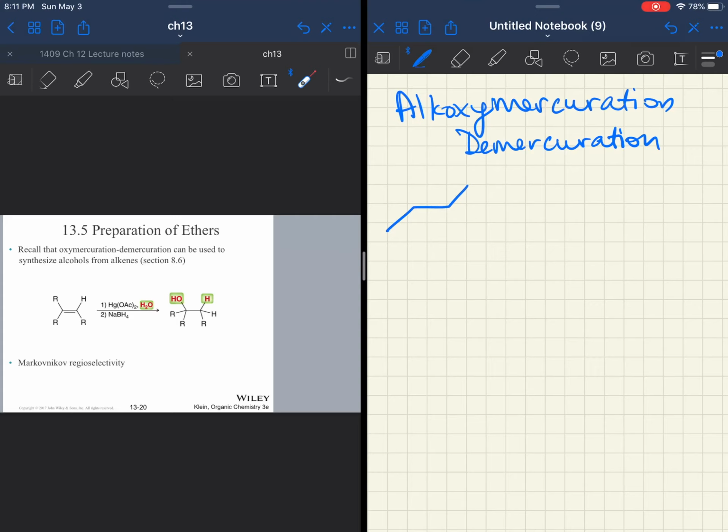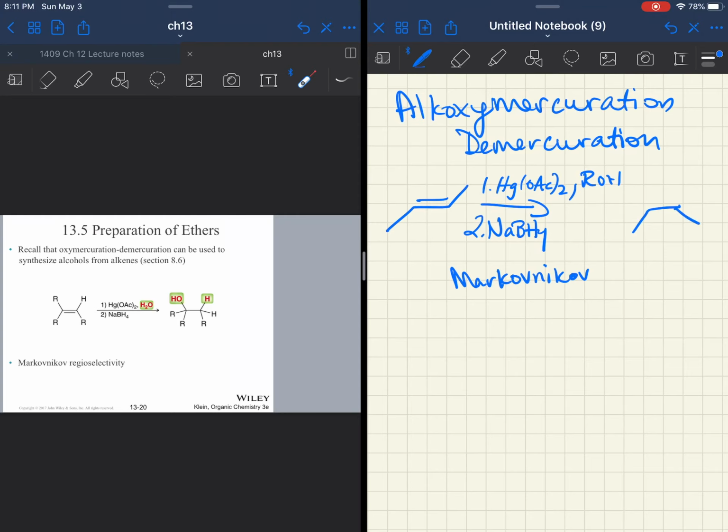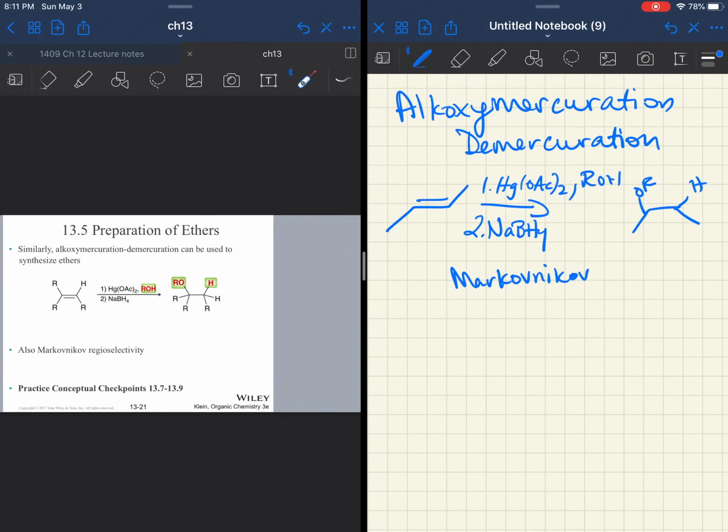But if you switch it up and you use mercury acetate and an alcohol instead of water, you will get an ether instead of an alcohol. And it will be Markovnikov, and there will be no rearrangements. Let's see. We'll go here, and we're going to get an OR group and an H. All right, so this is another, maybe not quick and easy, but not particularly new way to make an ether.